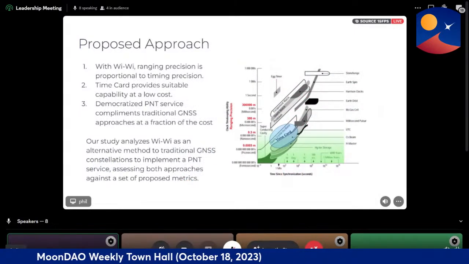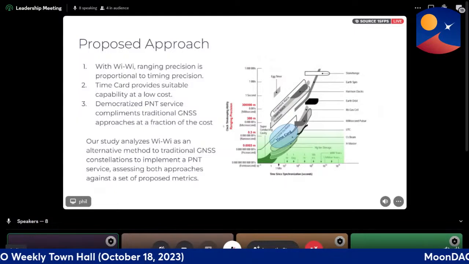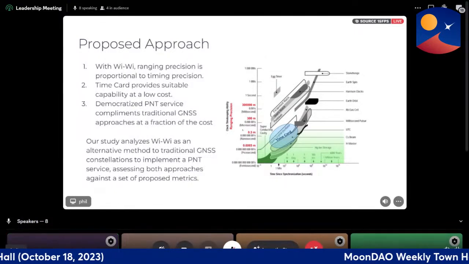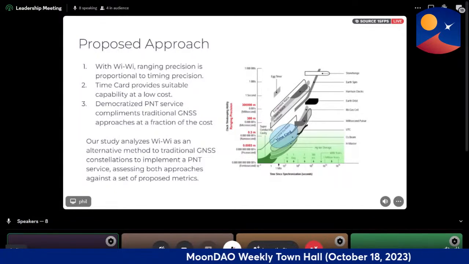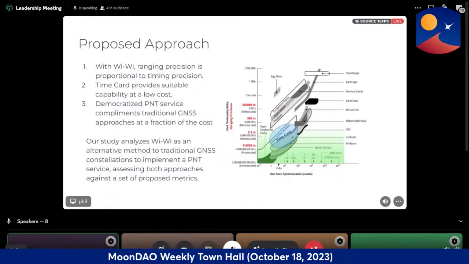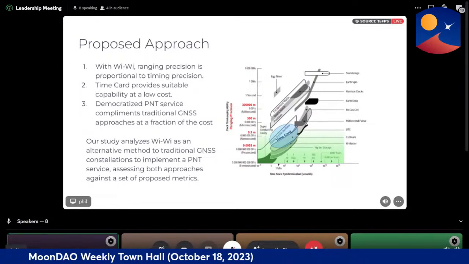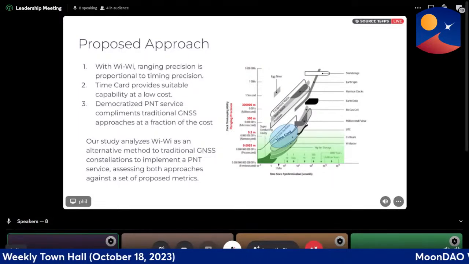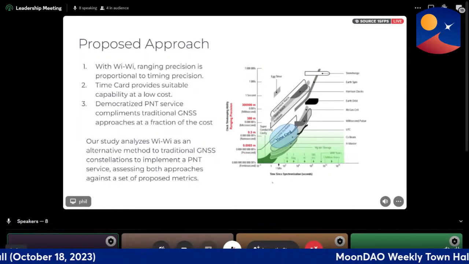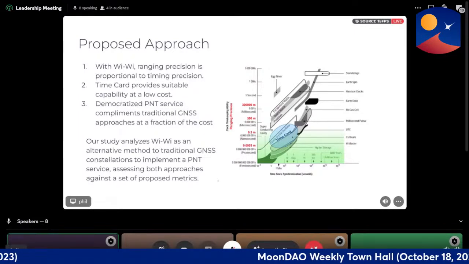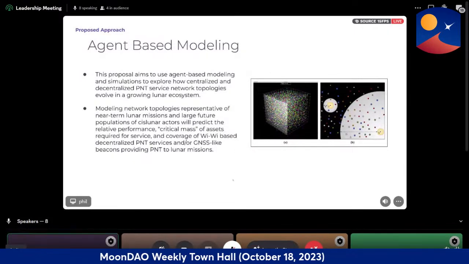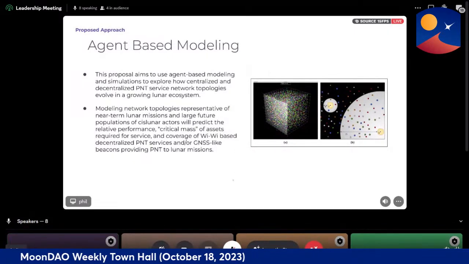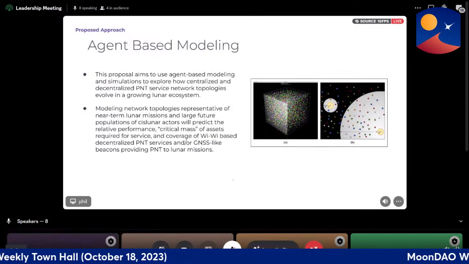Here, this is just a slide showing that this needs precision in the nanosecond, picosecond range. Time card PNT, in order to be used at a mission on the moon, needs about that precision, and time card provides that precision. So we're good, right? But this proposal, the actual work, was to prove it.